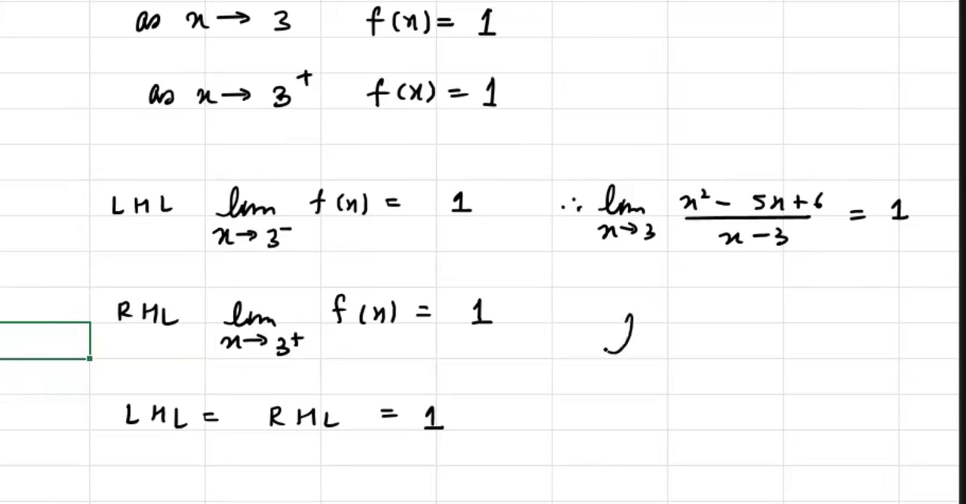And when do we say the limit exists for a function as x approaches, say, a? We say that it exists only when the left hand limit exists and is equal to some value, and the right hand limit exists and is equal to the same value as the left hand limit. Then we say that the limit of the function exists.